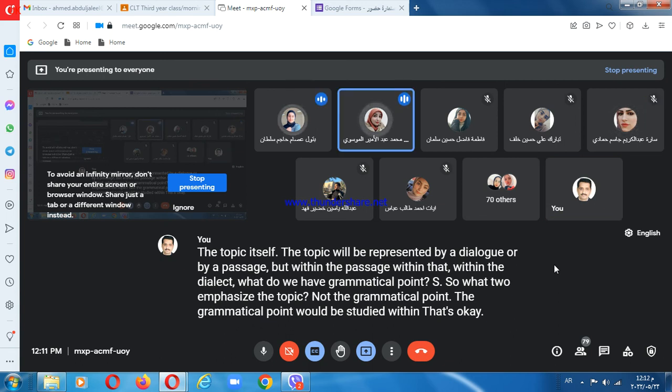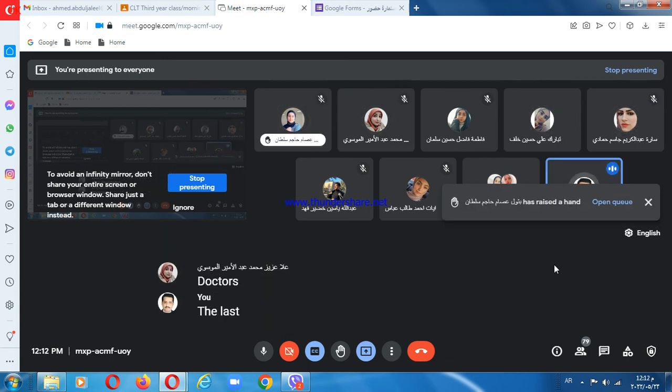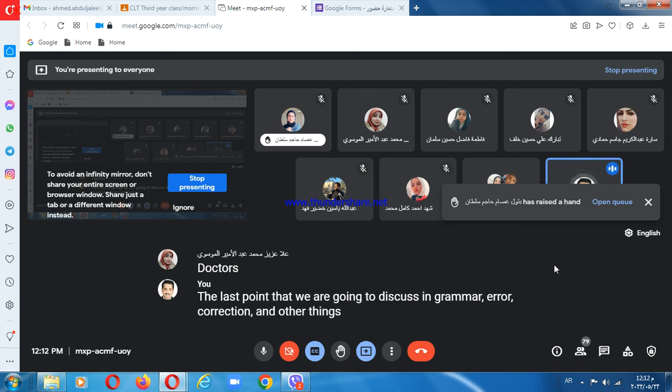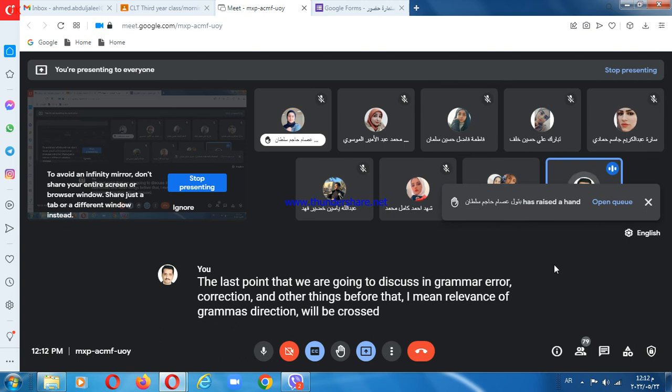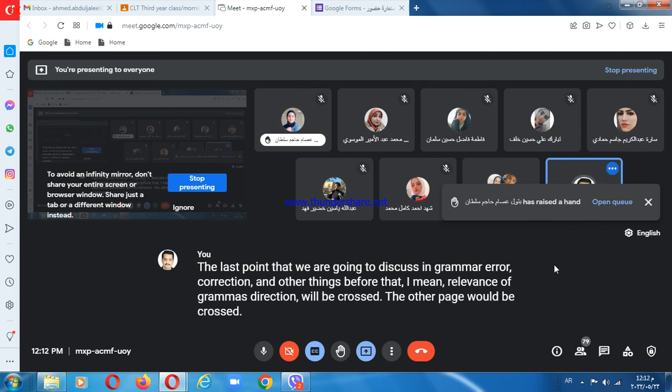The last point that we are going to discuss in grammar is error correction. Other things before that, relevance of grammar instruction, will be crossed. The other page will be crossed. We move to page 107. Okay, error correction.